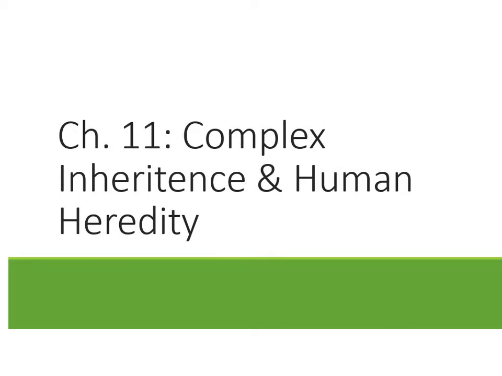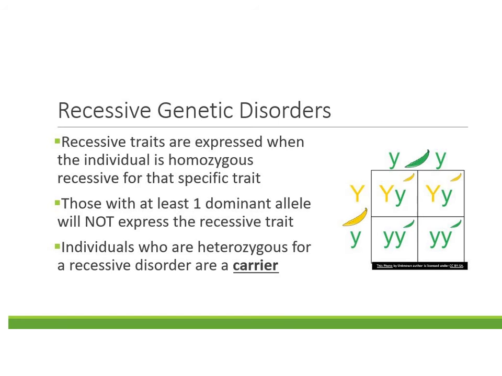Okay, so today we're going to start taking notes on chapter 11, which is complex inheritance in human heredity. Last week we started this chapter when we looked at those genetic disorders and you did your genetic disorder projects. First I just want to tie up some loose ends with those projects and talk about the difference between recessive disorders and dominant disorders. So I just want to start with the recessive genetic disorders.